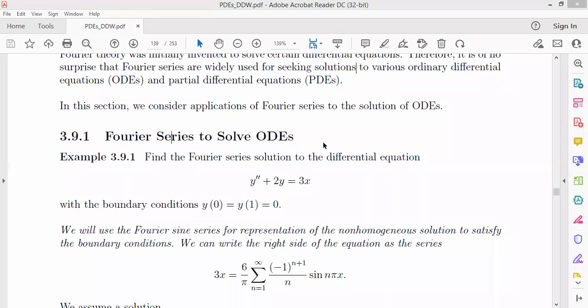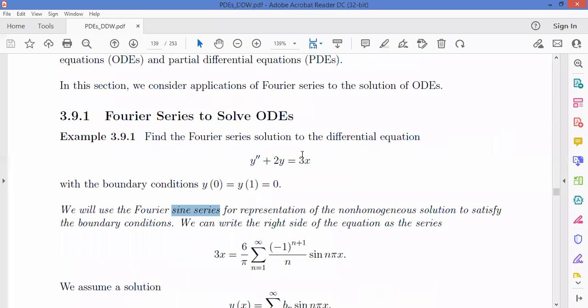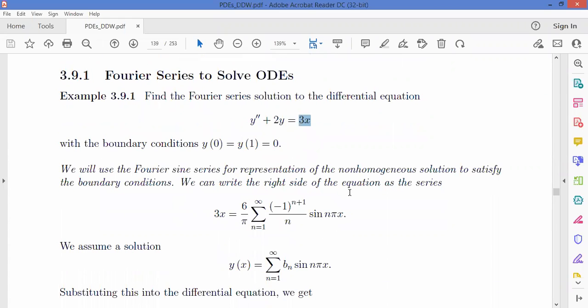So what I was saying is that that's why here we are saying we will use the Fourier sine series, Fourier sine, for the representation of the non-homogeneous to satisfy. And I insist you don't need this. You can just look at this function, compute the Fourier coefficients, pre-establish whether it is a full range or a half range.